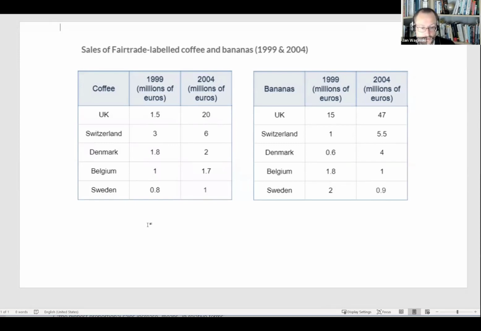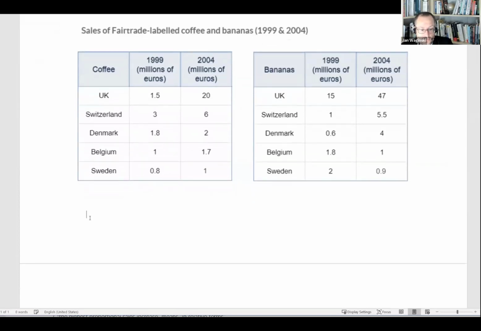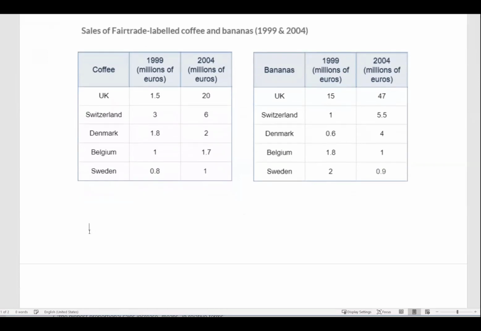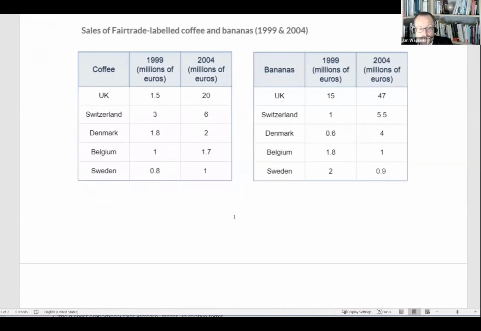So let's see how popular sales of fair trade labeled coffee and bananas were. If we're talking about coffee, you've got the first column, which is 1999, millions of euros. In 2004, 5 years later, again, millions of euros. Which country has experienced the greatest increase in sales of fair trade coffee? We're talking about coffee. UK. Yeah, UK. And what was the increase, roughly speaking?